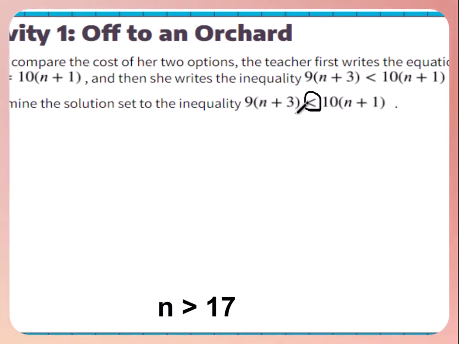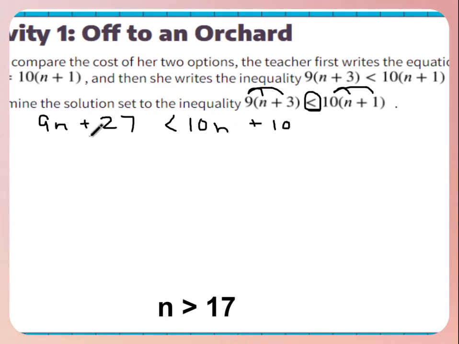We're going to simplify the left-hand side by using the distributive property to multiply 9 to both terms. So 9 times n is 9n. And then 9 times 3, we have plus in between, is 27. We have the less than symbol. On the right-hand side, we have to distribute the multiplication by 10 into both terms. So we have 10n plus 10.